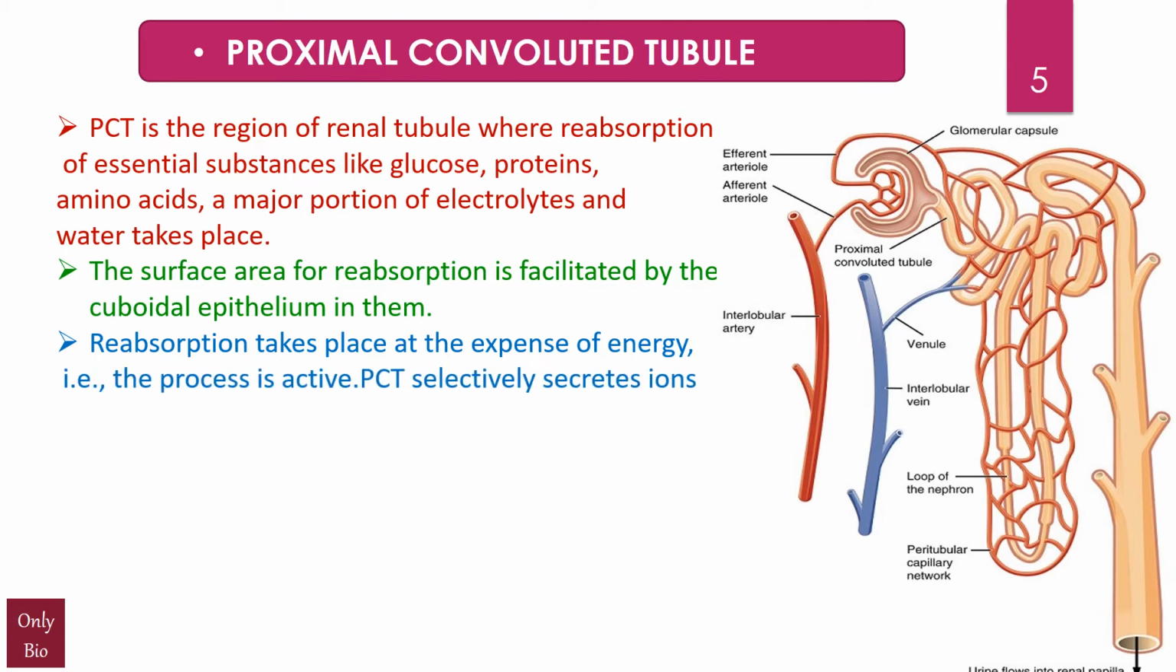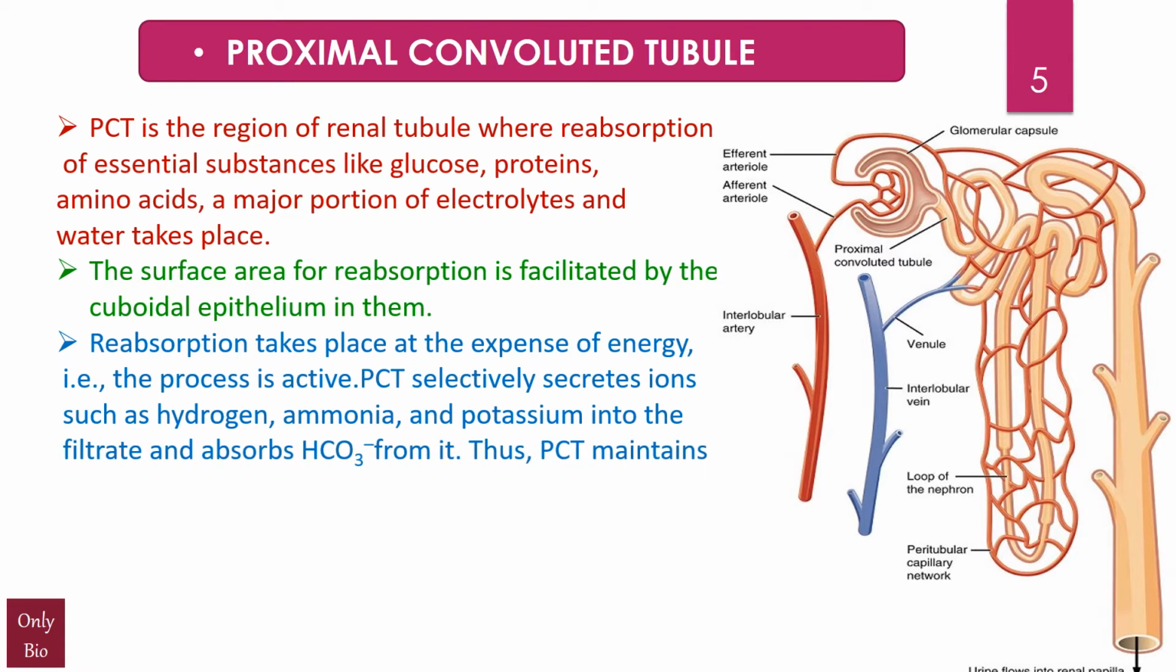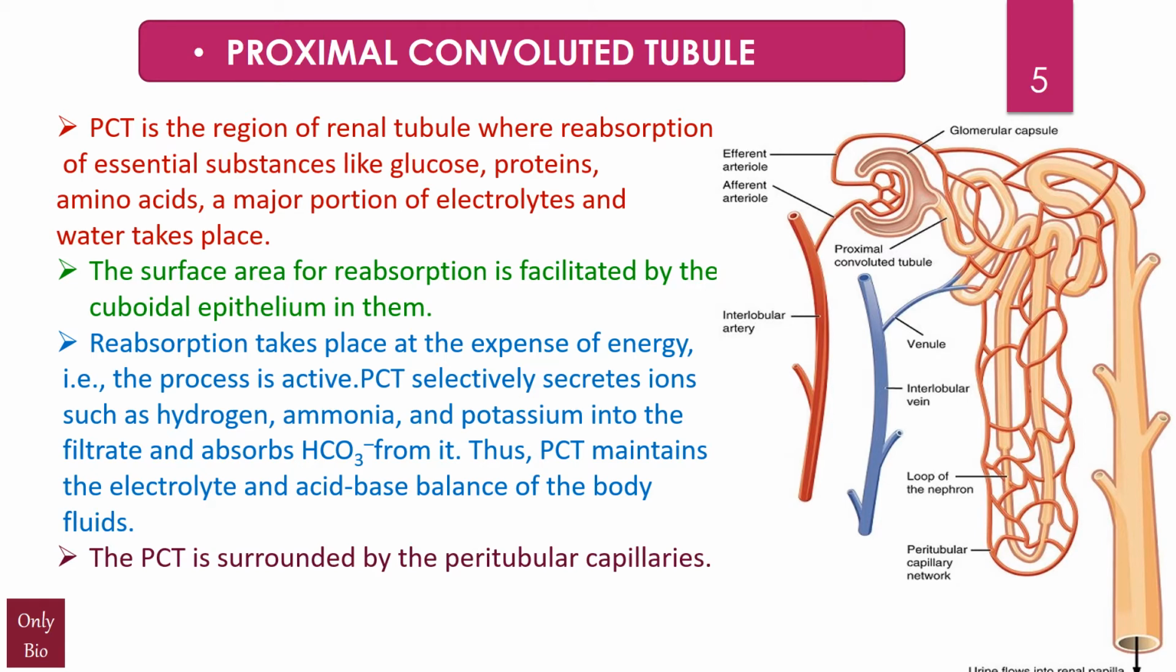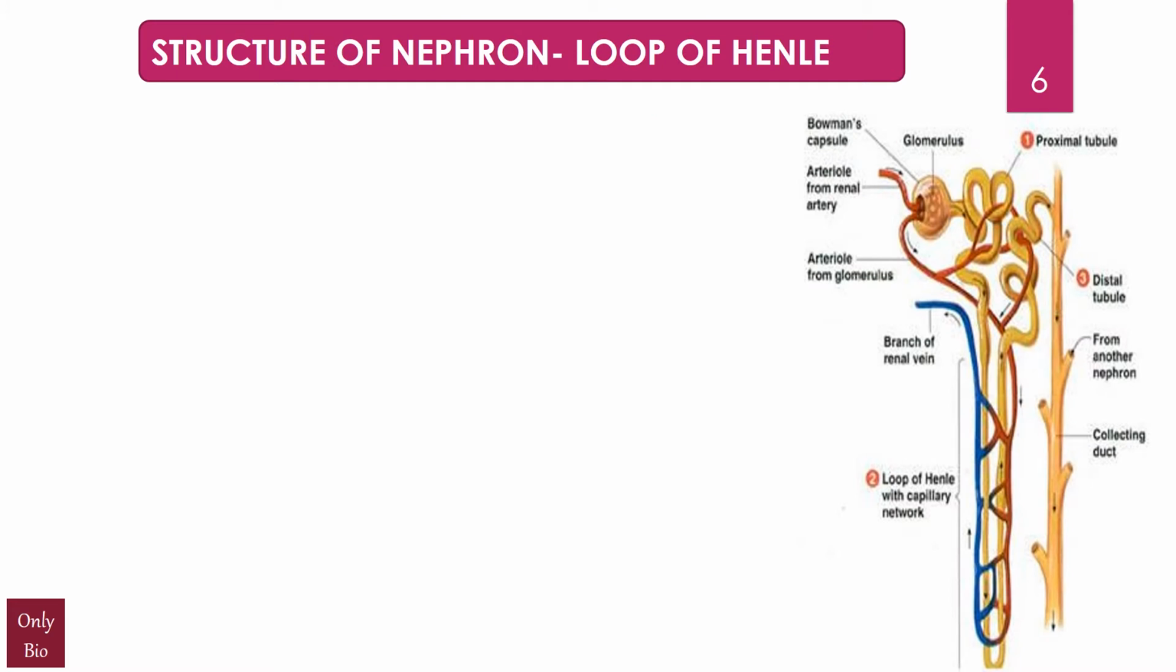You know active transport and passive transport, right? Because it utilizes energy, we call it active transport. The PCT selectively secretes ions such as hydrogen, ammonia, and potassium into the filtrate and absorbs bicarbonate from it. Thus, the PCT maintains the electrolyte and acid-base balance of the body, or rather of the body fluids. The PCT is surrounded by peritubular capillaries.